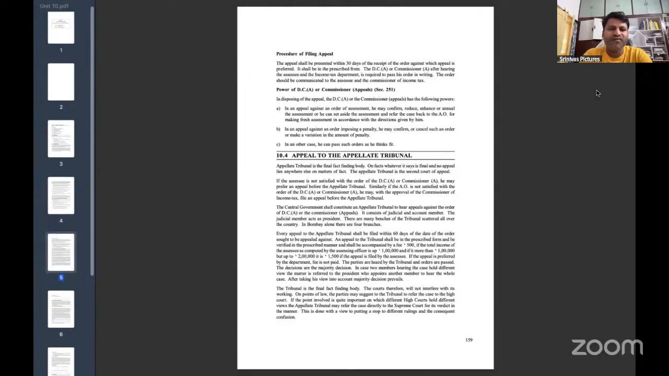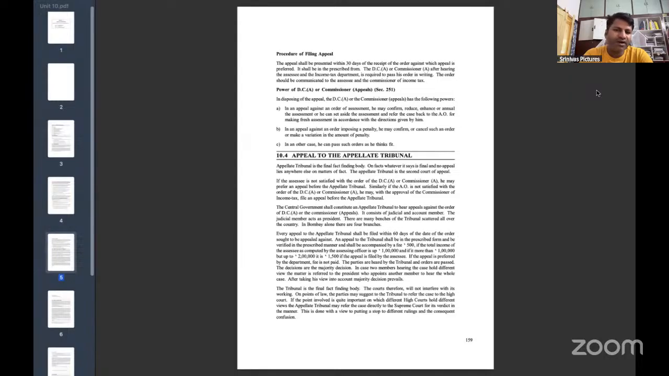What is the procedure of filing the appeals? The appeal shall be presented within 30 days of the receipt of the order against which the appeal is preferred, in the prescribed form. The Deputy Commissioner of Appeals or Commissioner of Appeals, after hearing the assessee and the income tax department, is required to pass the order in writing. The order should be communicated to the assessee and the Commissioner of Income Tax.